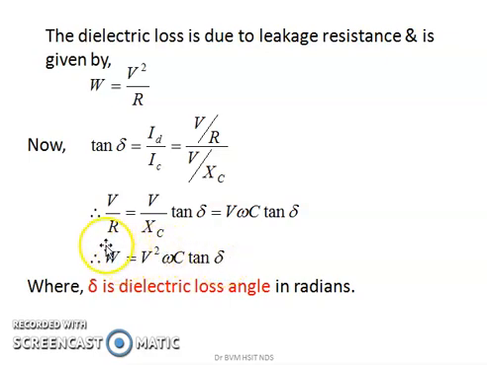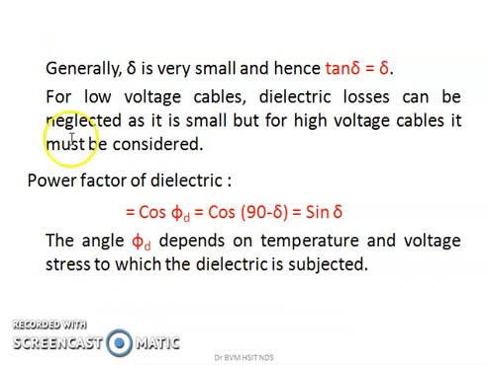That is the dielectric loss, where delta is known as the dielectric loss angle and it is measured in radians. Generally this loss angle delta is very, very small, less than 0.5 degree. Therefore, practically we can take tan delta equal to delta.